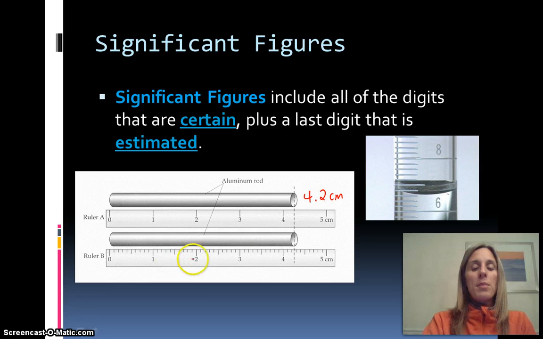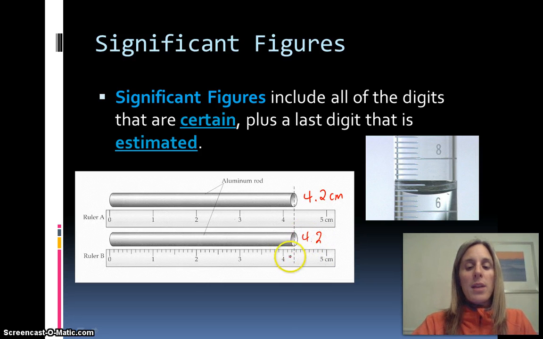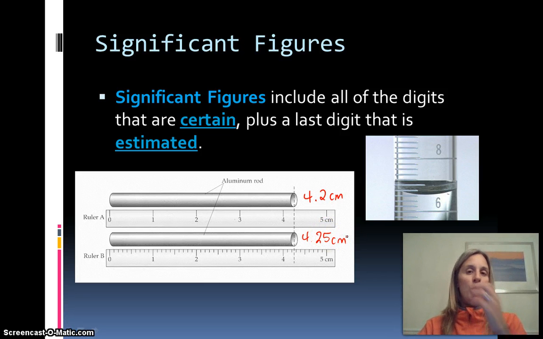If we look at ruler B, because we've increased the markings, we can increase the numbers that we measure. So in this case, our certain numbers are going to be the 4.2 because I now have those markings. But my rod falls between the 2 and the 3, so this is where I can estimate about how far along that aluminum rod actually is going. So I could call it 4.25, 4.24, 4.26. Any of those would be good estimations. So if we compare the significant figures in these two measurements, ruler B gives us more numbers, which gives us a more precise measurement, which means we can do better math with that number when compared to ruler A. So our significant figures directly ties into the ability for us to get great math.